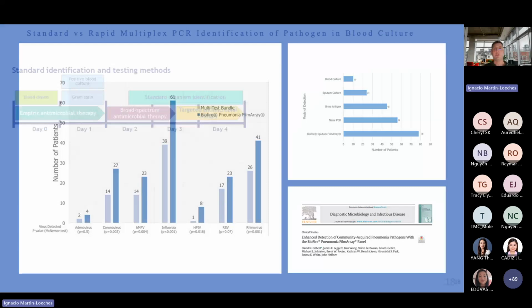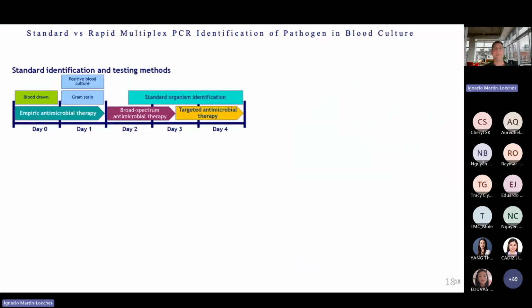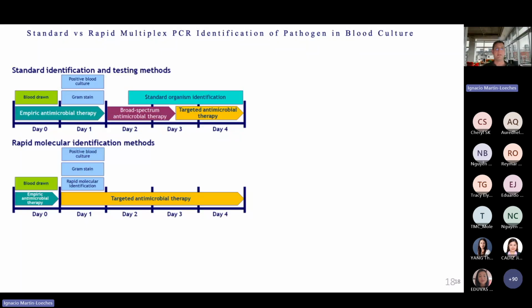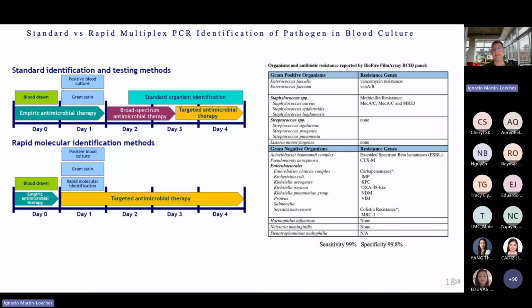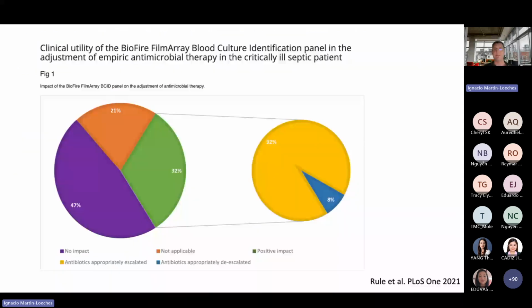We have other tools that are also being used in blood cultures. And we can see that these tools are very helpful in patients with sepsis, because you can compare the difference between standard and rapid methods, where we are going to get a much faster approach in order to de-escalate or to give targeted antimicrobial therapy. These are the different targets that provide very high sensitivity and specificity.